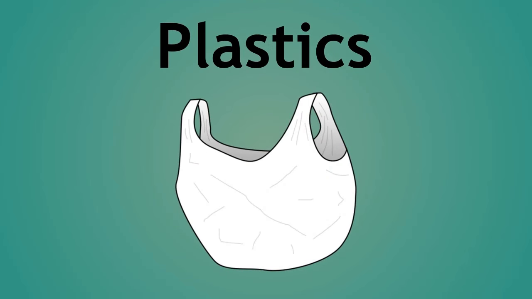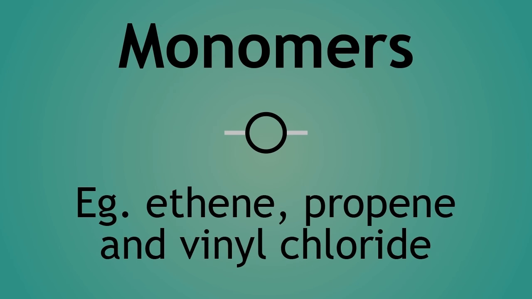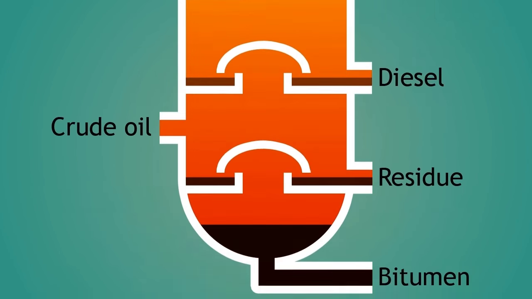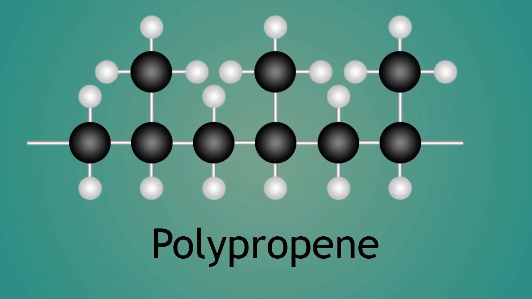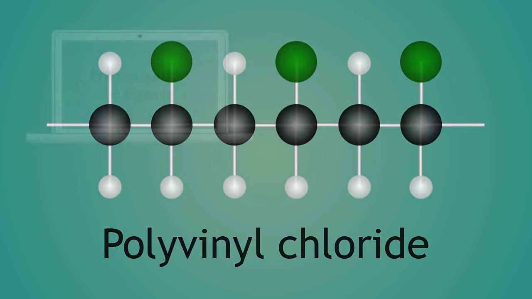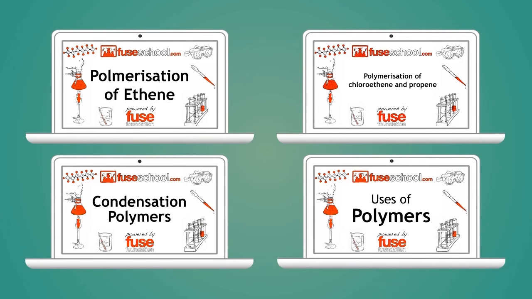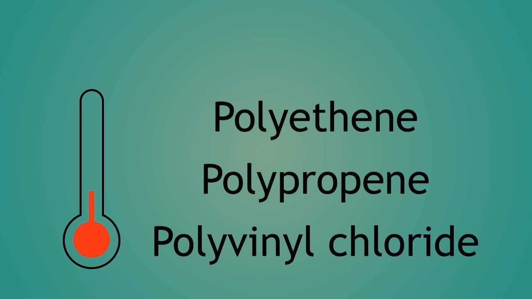The term plastics is used to describe a wide range of polymers made of monomers, all derived from the products obtained from the fractional distillation of crude oil. You may be familiar with polyethene, polypropene, and even polyvinyl chloride. You can learn about the structure of these polymers, how they are made, and their real-life applications from other videos on our channel. Here, we will focus on how these polymers respond to heat and why they respond the way they do.